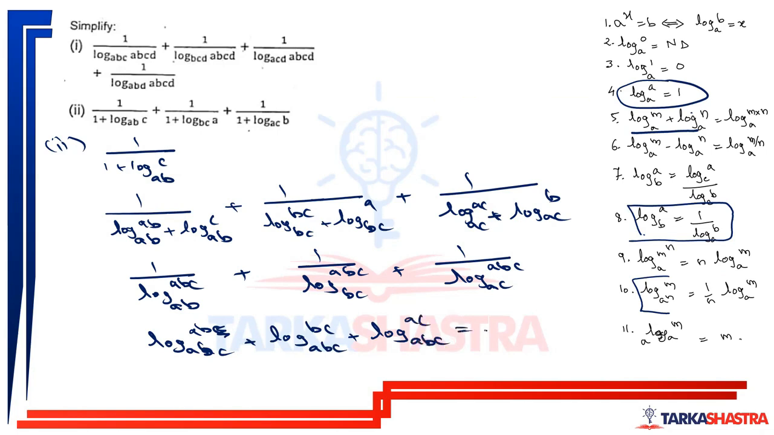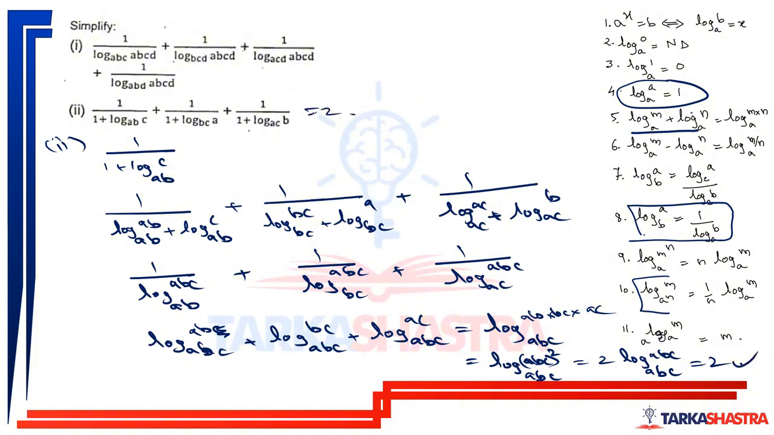Again, the base is the same, so I can write log ABC. And what I'll have? AB into BC into AC, which is log ABC whole square to the base ABC. This 2 will come out and will become 2 log ABC to the base ABC. Now log ABC to the base ABC is 1. So the final answer is 2. This is how you need to simplify the questions.